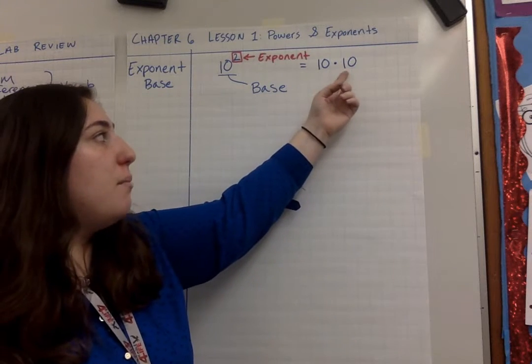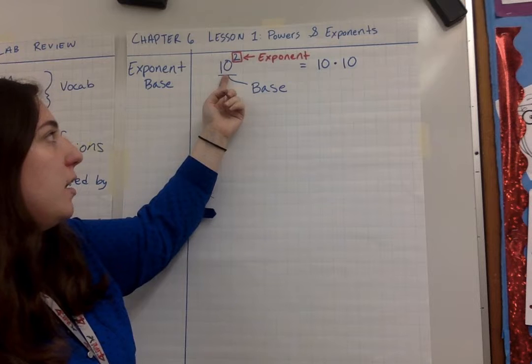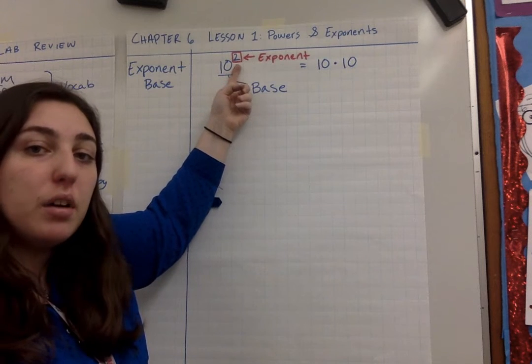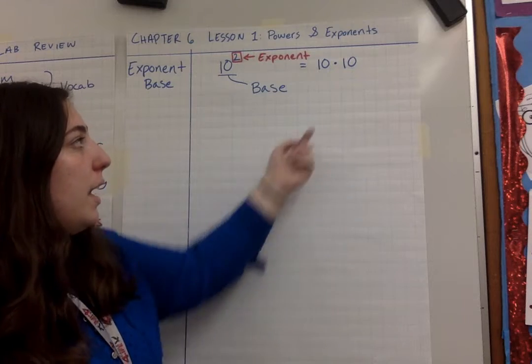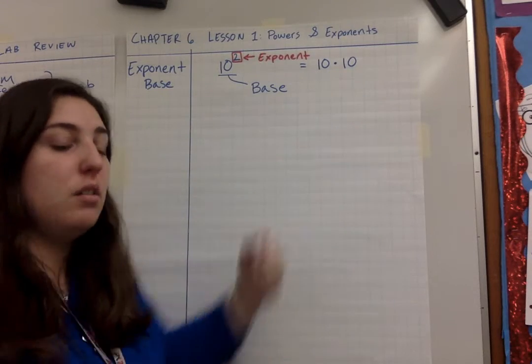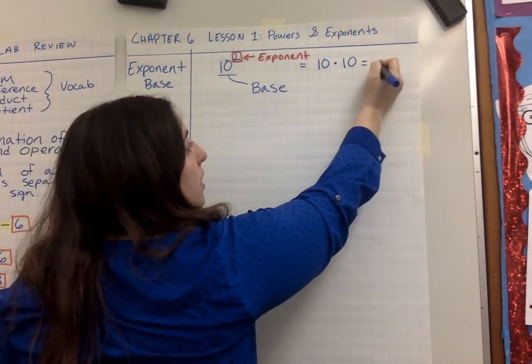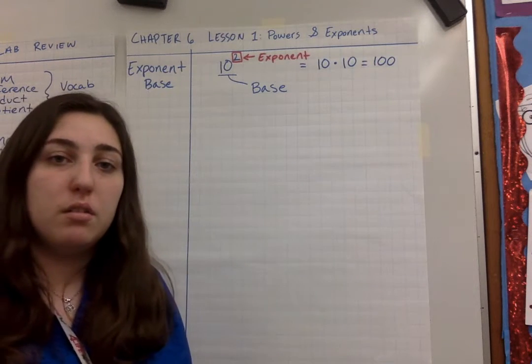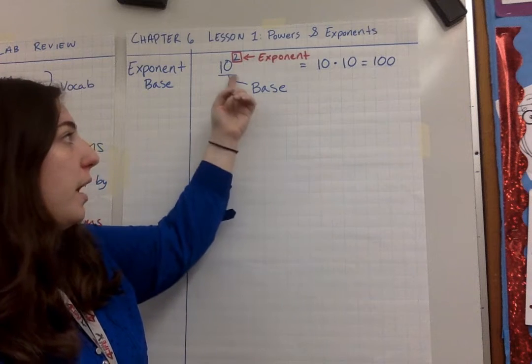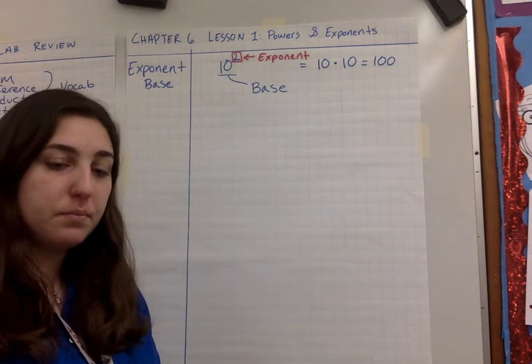When we have 10 times 10, we can rewrite it as 10 to the second power, telling us that there's 2 10s multiplying each other. Okay, so 10 times 10 equals 100, not 20. So it's important that you remember that.